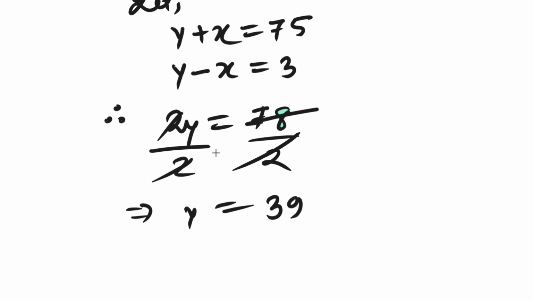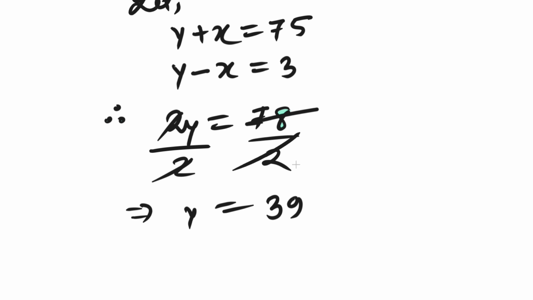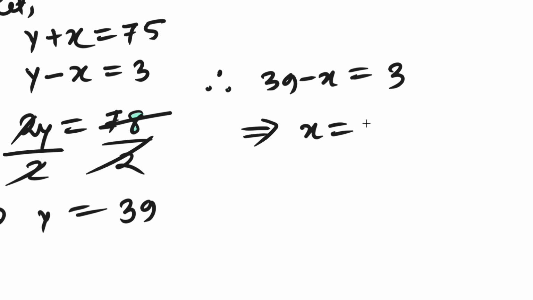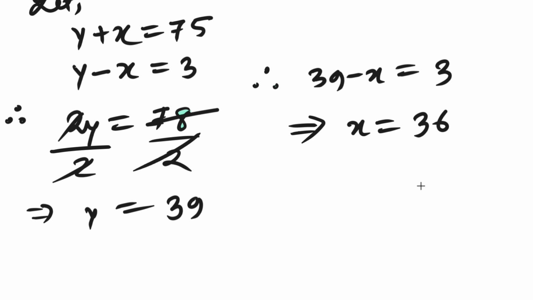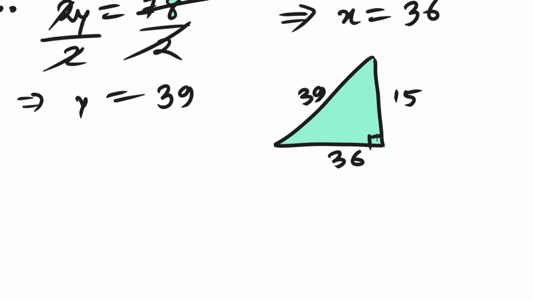Now, substitute 39 for y into the equation y minus x equals 3. This gives us 39 minus x equals 3. Therefore, x must equal 36, because 39 minus 36 is 3. So, the second triangle has side lengths 15, 36, and 39. We can check it as well.